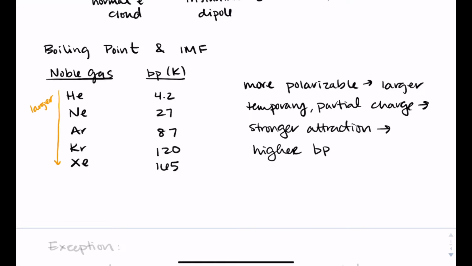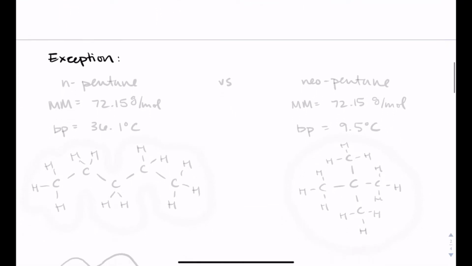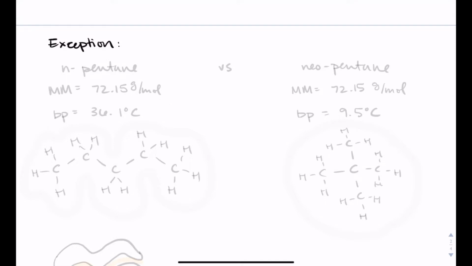There are exceptions to this, and it's still the same intermolecular force. We just have to remember all of the things that are going into how these molecules are shaped. So we're going to look at pentane as an example because there are different ways that the carbons and hydrogens in pentane can connect to each other that give different shapes to the overall molecule. So n-pentane, and then we're going to compare it to neopentane. So both have molar mass of 72.15 grams per mole because they both have the same number of carbons and hydrogens.